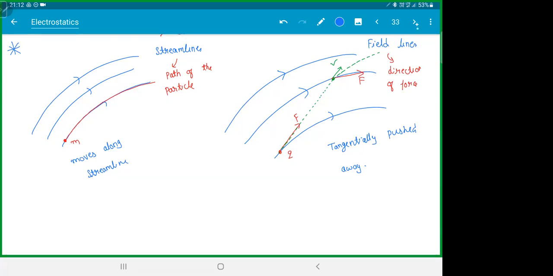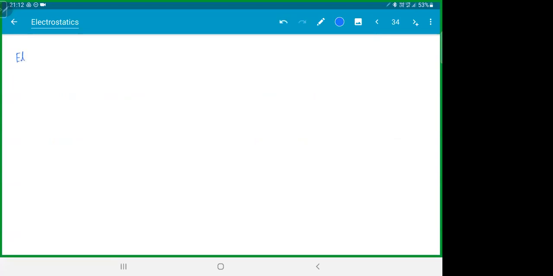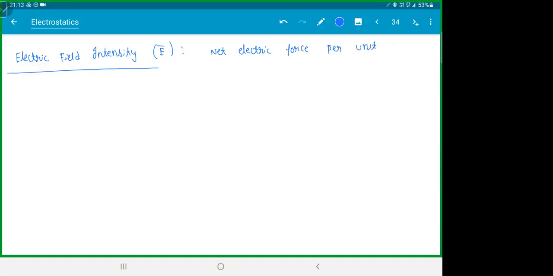Now, if we go into more technical definition, electric field intensity, that is the full name, we will just call it field. We are lazy people, so yeah. The symbol is E bar. The definition is, it is the net electric force per unit charge at a point. Meaning, simply, the electric field definition, E bar is equal to force by charge. This is the main thing. You need to remember this.